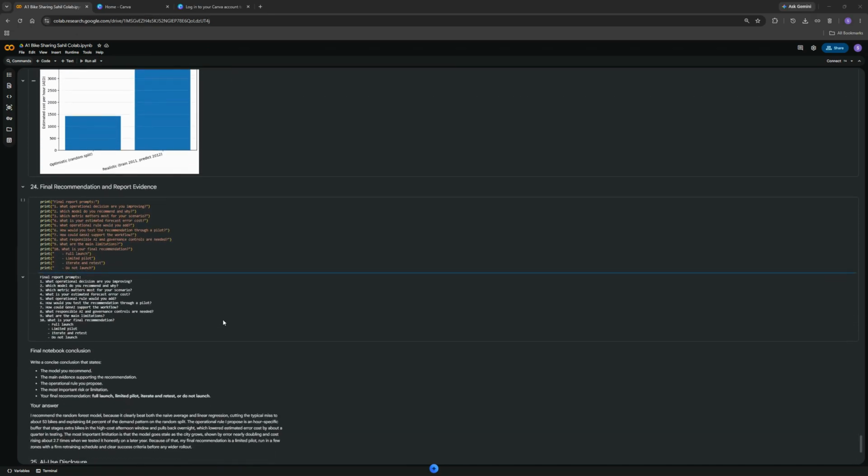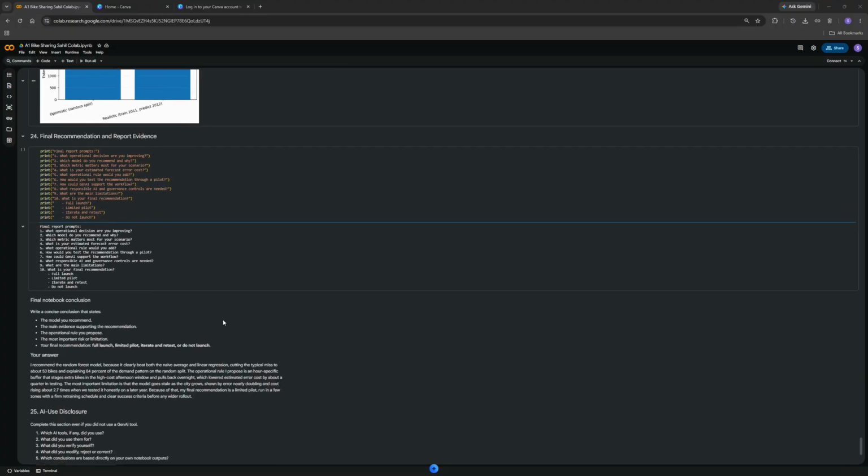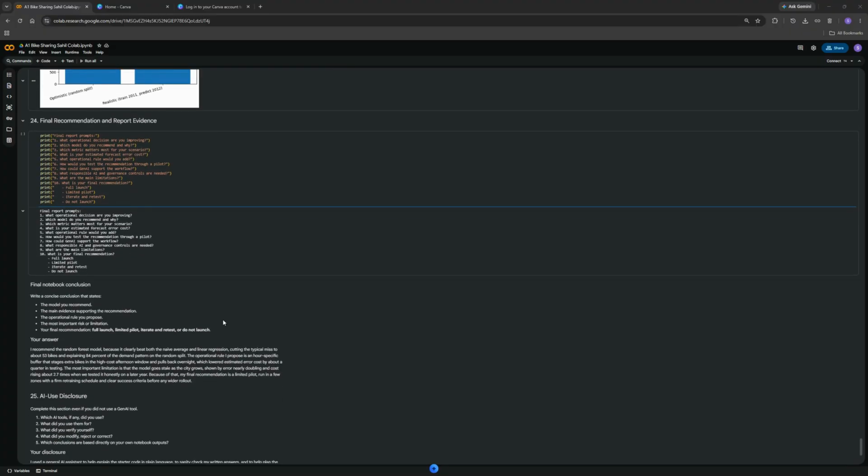Now, putting that together, the random forest is strongest, and the afternoon buffer is a practical rule the team could use now. The main risk is that the model loses accuracy as the city grows, so it cannot be left running on its own. So I recommend a limited pilot in a few zones with a set schedule to retrain on recent data and clear success targets agreed in advance. If it works there, then scale it up.